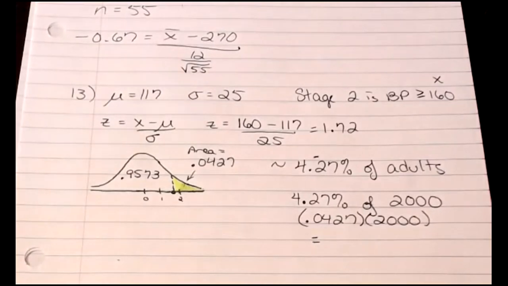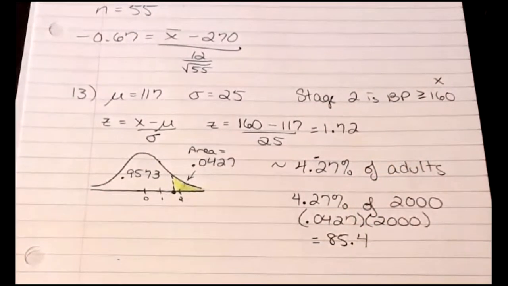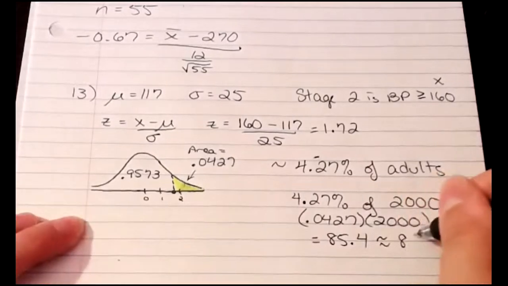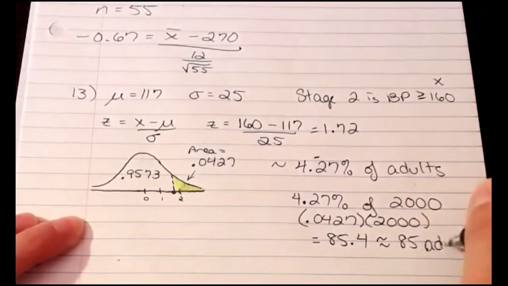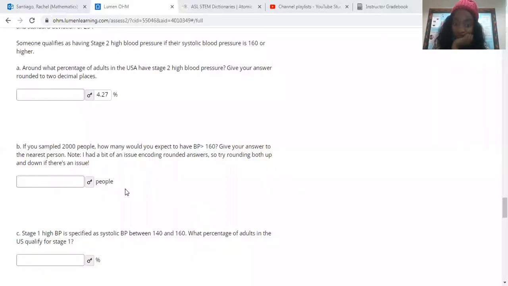I got 85.4. Yes. So we're not going to say 85.4. I would actually say 85 people or 85 adults. So they gave us the number of adults because they want to say, if you know that 4.27% of them have high blood pressure, well, how many would that be if you had 2,000 people? And you're going to say, well, that's 85 people.